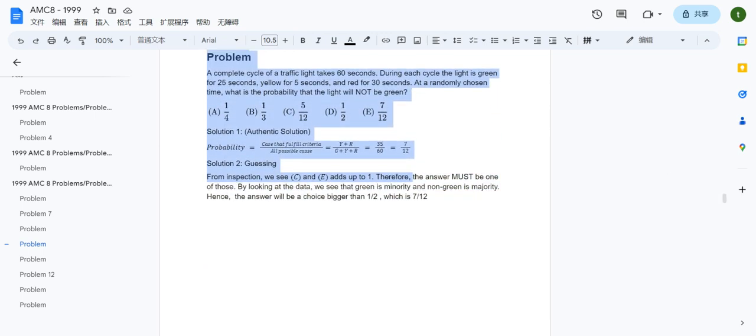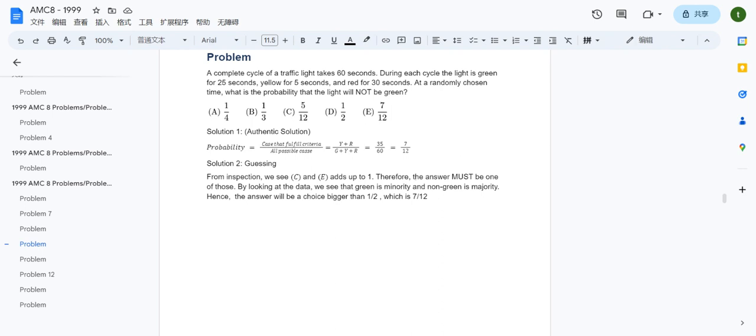Now let's look at problem 10. A complete cycle of a traffic light takes 60 seconds. During each cycle, the light is green for 25 seconds, yellow for 5 seconds, and red for 30 seconds. At a randomly chosen time, what is the probability that the light will not be green? Let's look at this choice. Let's talk about the authentic solution. Probability is going to be the cases that fulfill the criteria divided by all possible cases. So it's going to be y plus r divided by g plus y plus r. So 35 divided by 60, 7 divided by 12. So which is going to be the choice E.